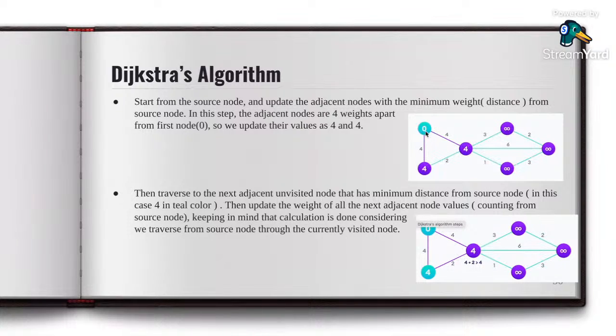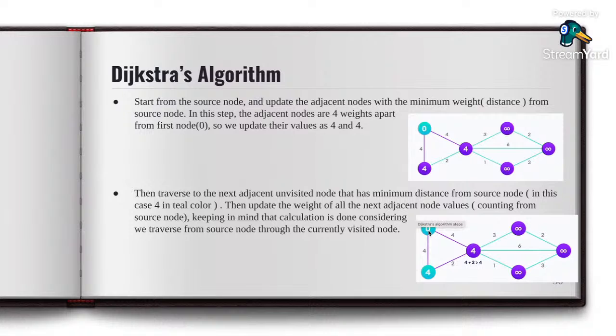So if you start from here, unvisited are either of these, because if this was 3, then we would have visited this one first, but since both are the same, we can visit any of them. So let's start with this one. So we visit this one, and then all the adjacent nodes we have to update their weight. In this case, the adjacent nodes are, sorry, this one and this one.